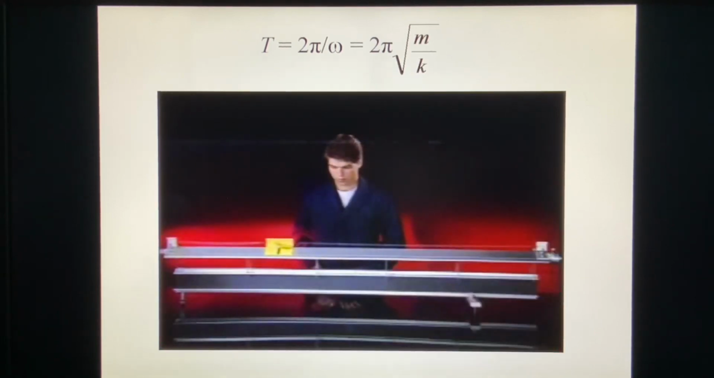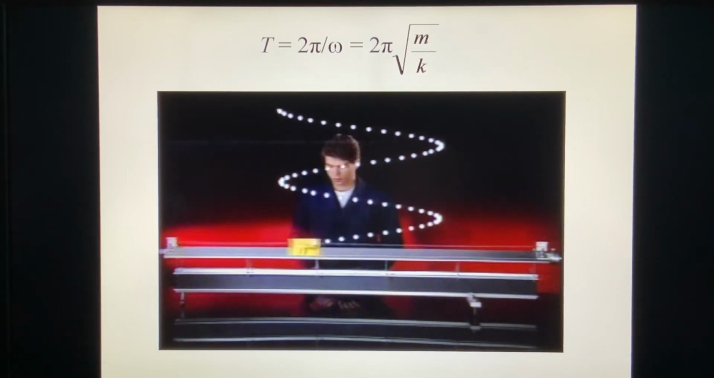To show the form of this type of motion, we will mark one point on the glider and use it to draw a graph of position versus time.